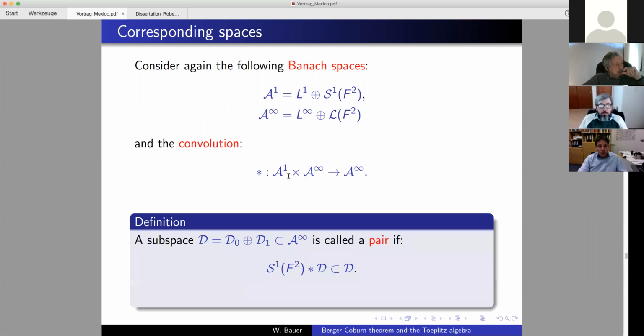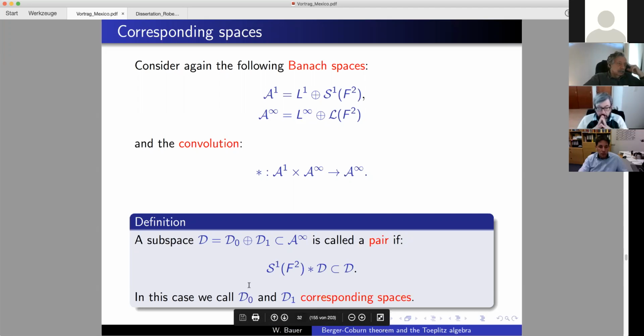And now I can define the notion of a pair or of corresponding spaces. A subspace D in A infinity, which is of the form D0 plus D1, where D0 is a space of functions in L infinity, and D1 is a space of operators in the bounded operators on F2, is called a pair if, when I take convolutions with elements in the trace class operators, I stay in D. So convolution with elements in the trace class operators leaves that space invariant. Then we call it a pair. And in this case, we call these spaces D0 consisting of functions and D1 consisting of operators corresponding spaces.